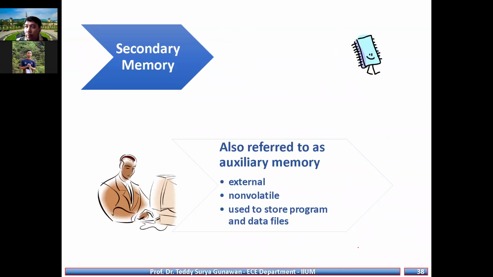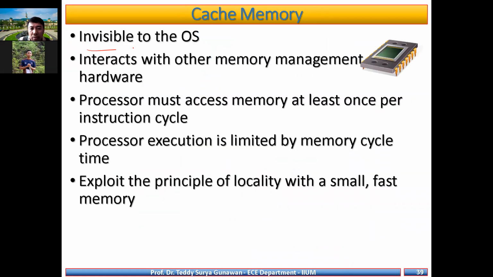So this is secondary memory. It is external and non-volatile, so it will not lose the information, and it is used to store programs and data files. This includes SSD and hard disk drive. Cache memory is invisible to the OS, meaning the one who manages the cache memory is the algorithm implemented in the MMU, memory management unit. So the OS doesn't know how it works. It just instructs something, but you can see the effect of the cache memory later on. So then at least one instruction per cycle.